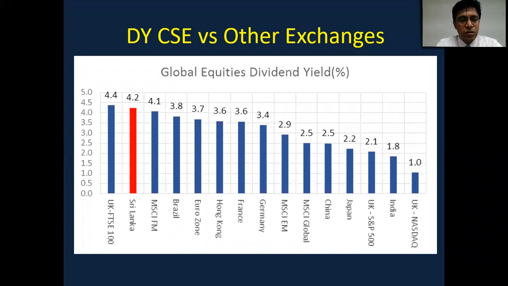This chart shows that when you compare the CSE's dividend yield against MSCI frontier markets, emerging markets, or against developed markets, CSE is extremely attractive and second only to UK FTSE 100, giving a yield of 4.2%.